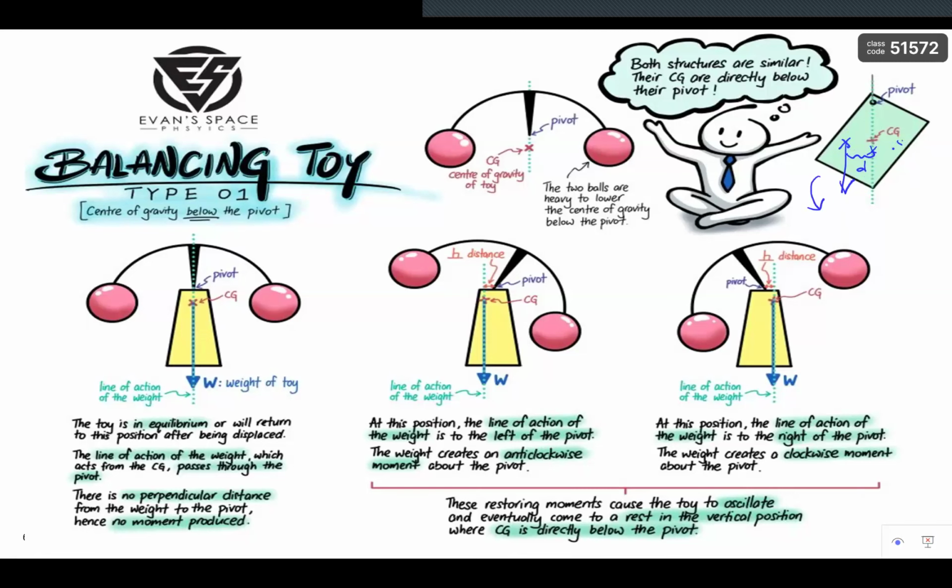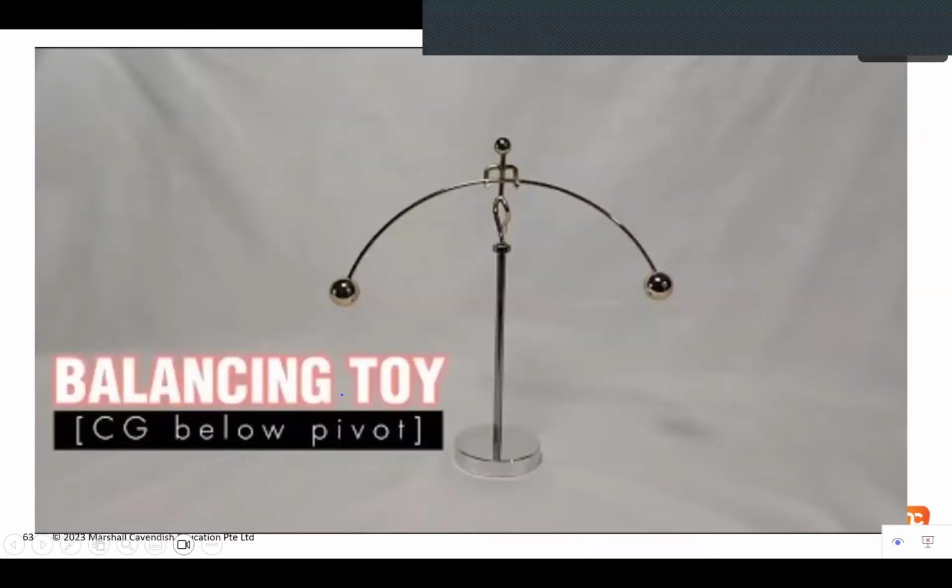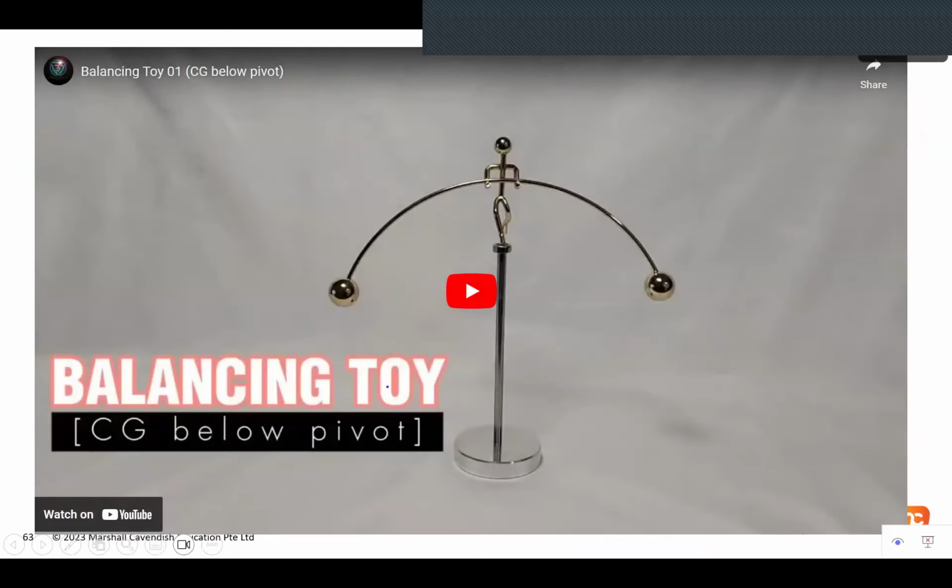If my CG is to the right side, okay, then I have my weight over here, and this weight will create a clockwise movement again. And this card will again rotate all the way until my CG is directly below my pivot. So that is how I determine the center of gravity for irregular objects, it must always be directly below my pivot. So this is one type of balancing toy. Okay, then let me show you a video to illustrate what it means.